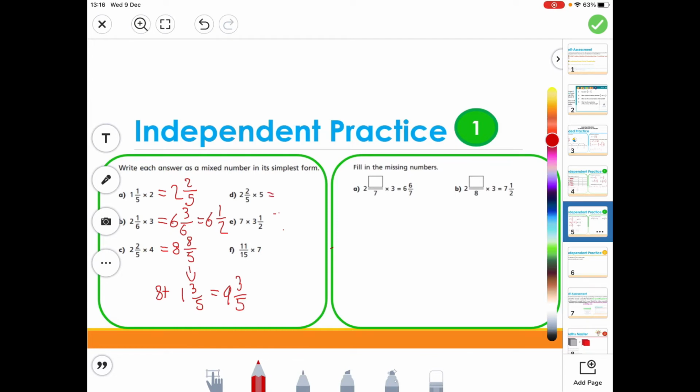D, 2 times 5 is 10. 2 times 5 for the numerator is 10 over 5. I know 10 over 5 is the same as the number 2. So 10 plus 2, the answer is 12.